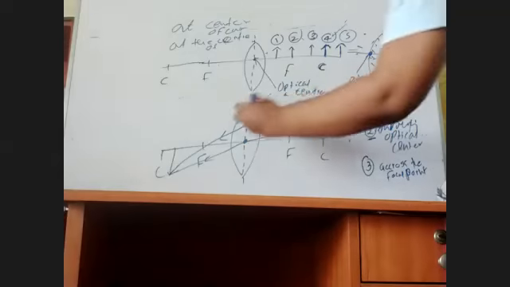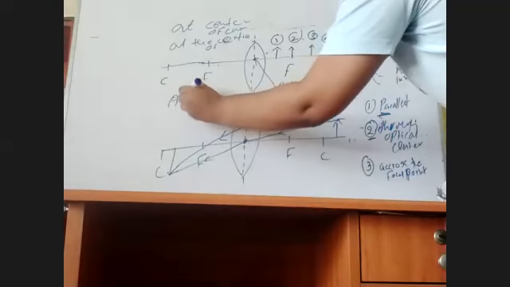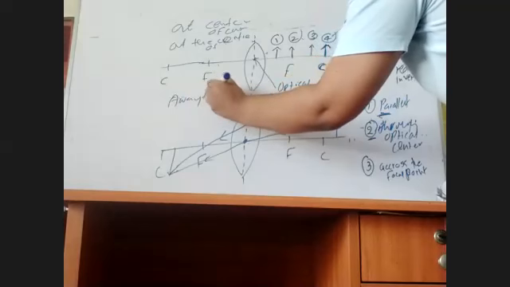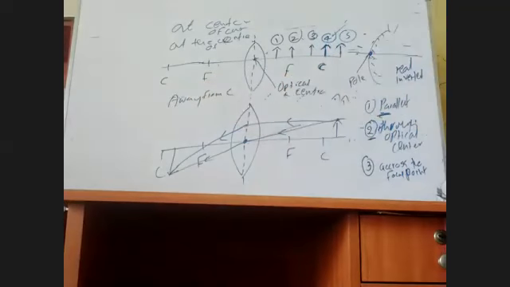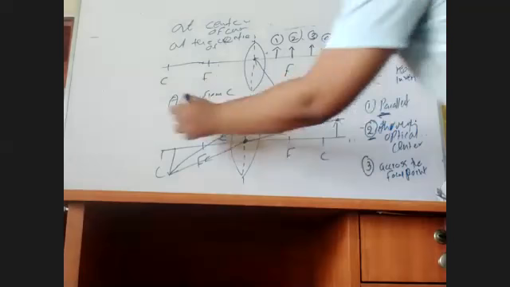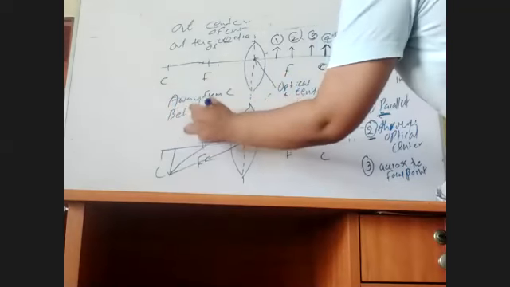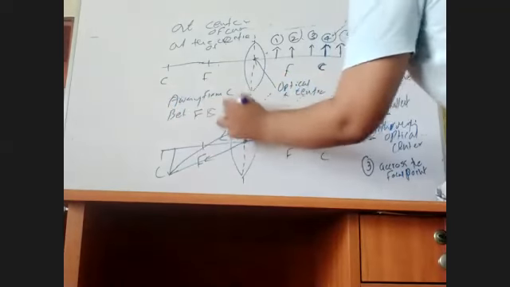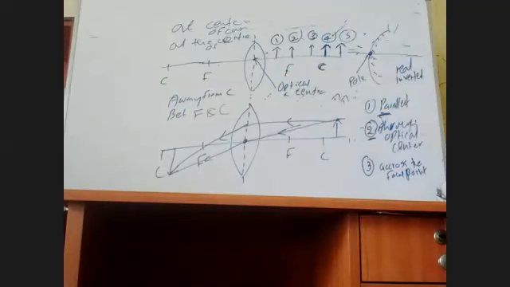You place the object away from the center of curvature, so that the image is formed between the focal length and the center of curvature. Okay, this is the last part, and then we'll go to the comparison.